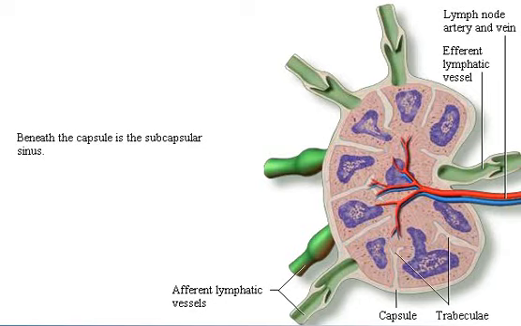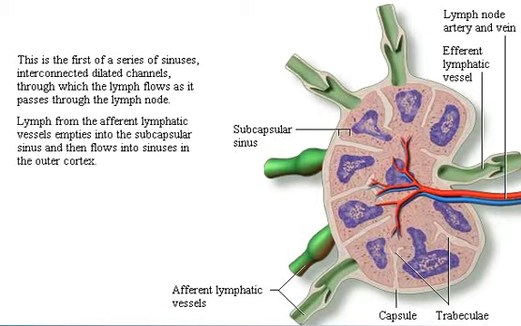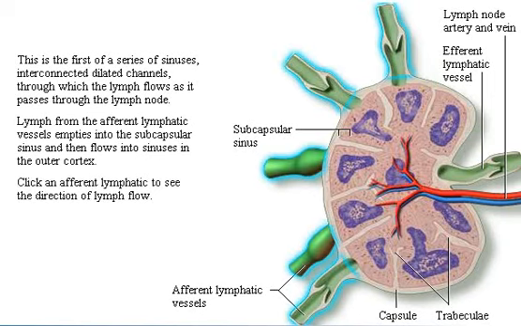Beneath the capsule is the subcapsular sinus. Click the subcapsular sinus. This is the first of a series of sinuses, interconnected dilated channels, through which the lymph flows as it passes through the lymph node. Lymph from the afferent lymphatic vessel empties into the subcapsular sinus and then flows into sinuses in the outer cortex. Click an afferent lymphatic to see the direction of lymph flow.